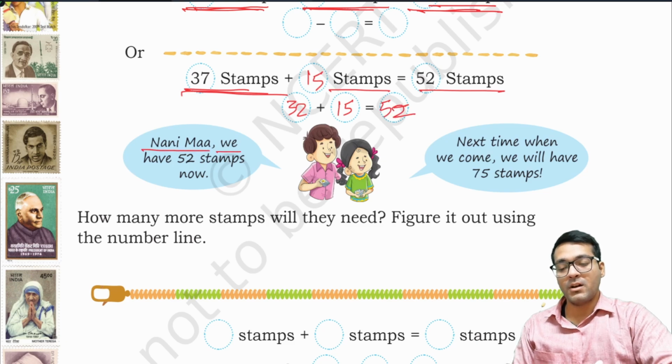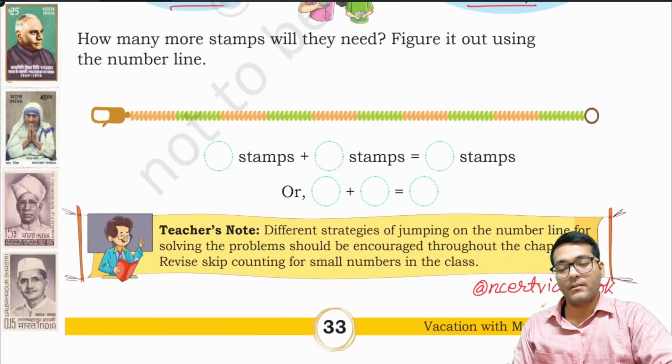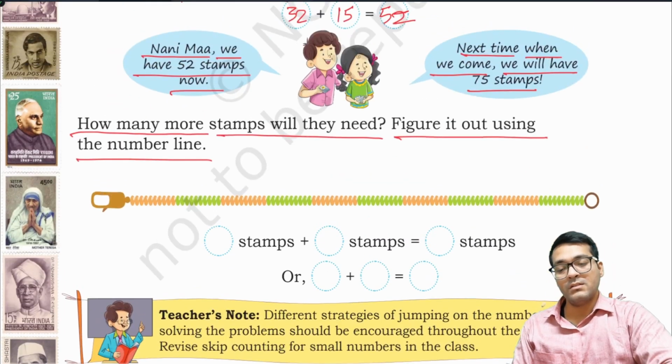Chirag says, Nani Maa, we have 52 stamps now. Nandini says, next time when we come, we will have 75 stamps. How many more stamps will they need? Figure it out using the number line. Nandini says they will have 75 stamps in total next time.